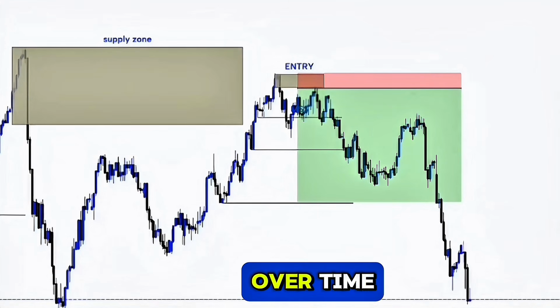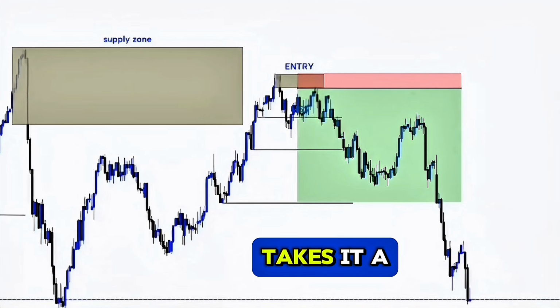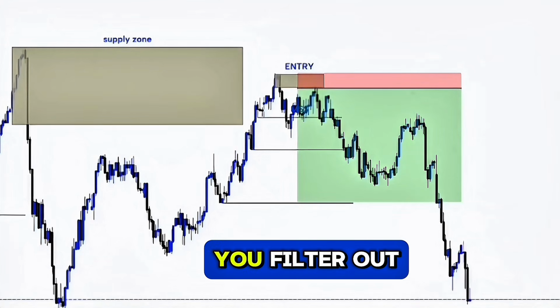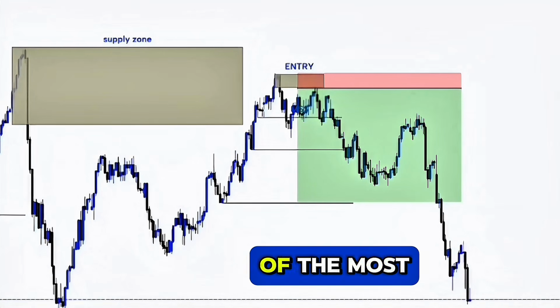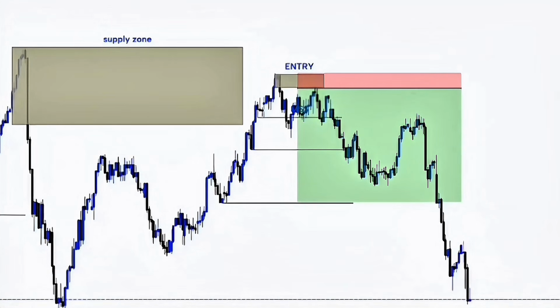Now, if you think this model is powerful, the next one takes it a step further. It adds one extra confirmation that can help you filter out even more bad trades. In my experience, it is one of the most overlooked entry models among retail traders. Now let us move to the second entry model.